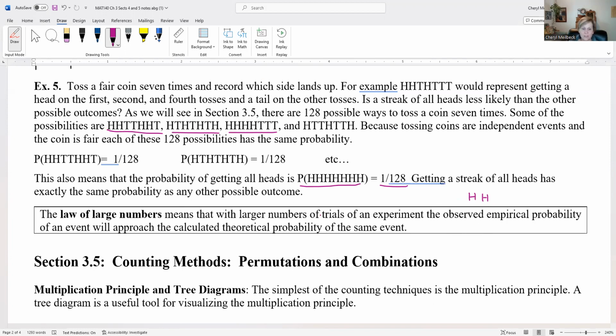So what this is saying is the more times I toss a coin, the more I should wind up with half of the tosses coming up heads and half the tosses coming up tails, because that's the law of large numbers.